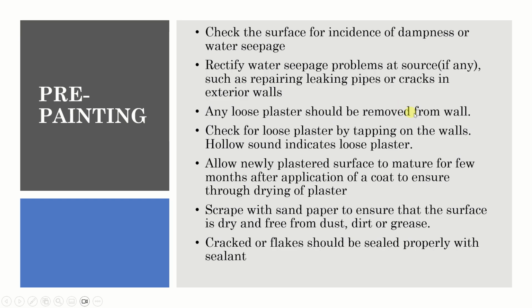Any loose plaster should be removed from the wall, existing plaster. Check for the loose plaster by tapping on the walls. A hollow sound indicates the loose plaster. Then you have to apply the new plaster on the surface and wait for a few months after application of the coat to ensure the drying of the plaster.